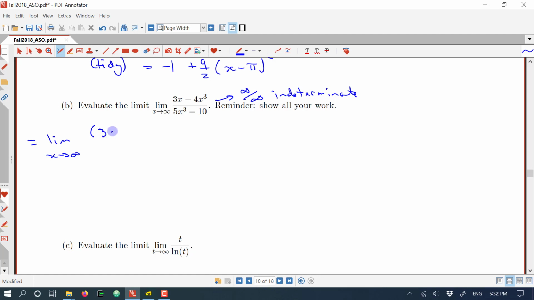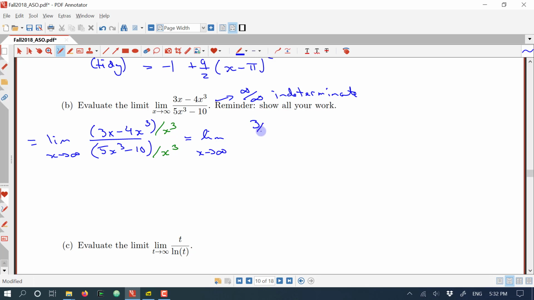So because this is a polynomial over a polynomial, it actually is no problem whatsoever to simplify this into a nicer form, a more usable form for the limit. And that's simply to divide the numerator and denominator both by the same thing, here x cubed, the highest power that we see in our function. And of course, because we're doing that, we aren't changing the value, it's like multiplying by 1.